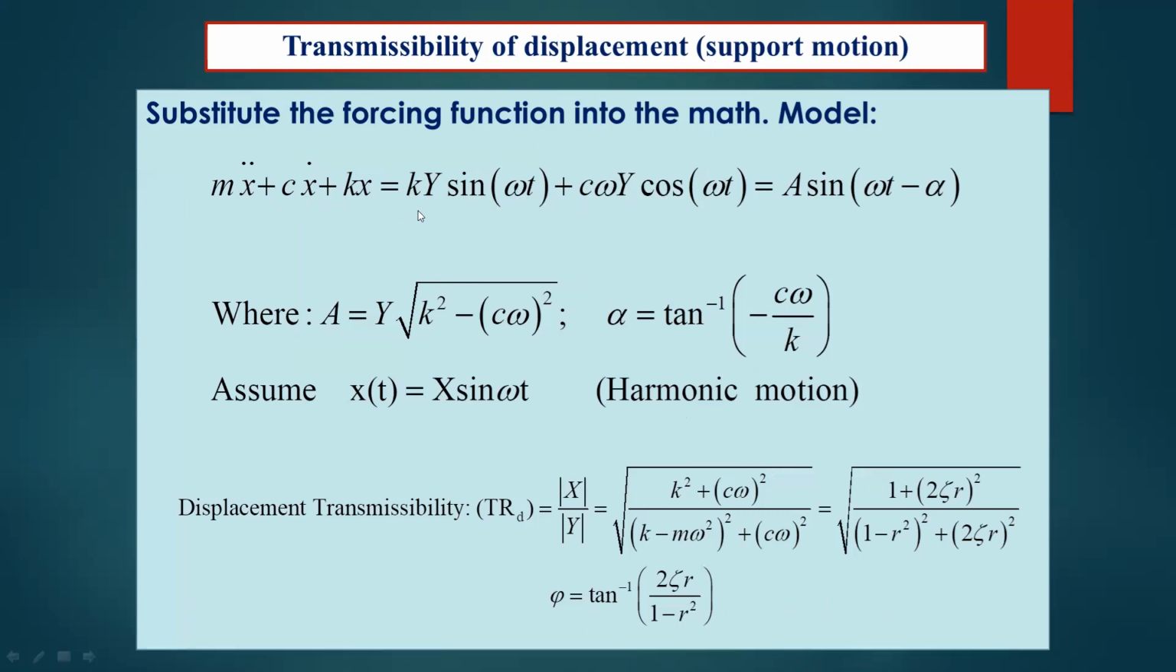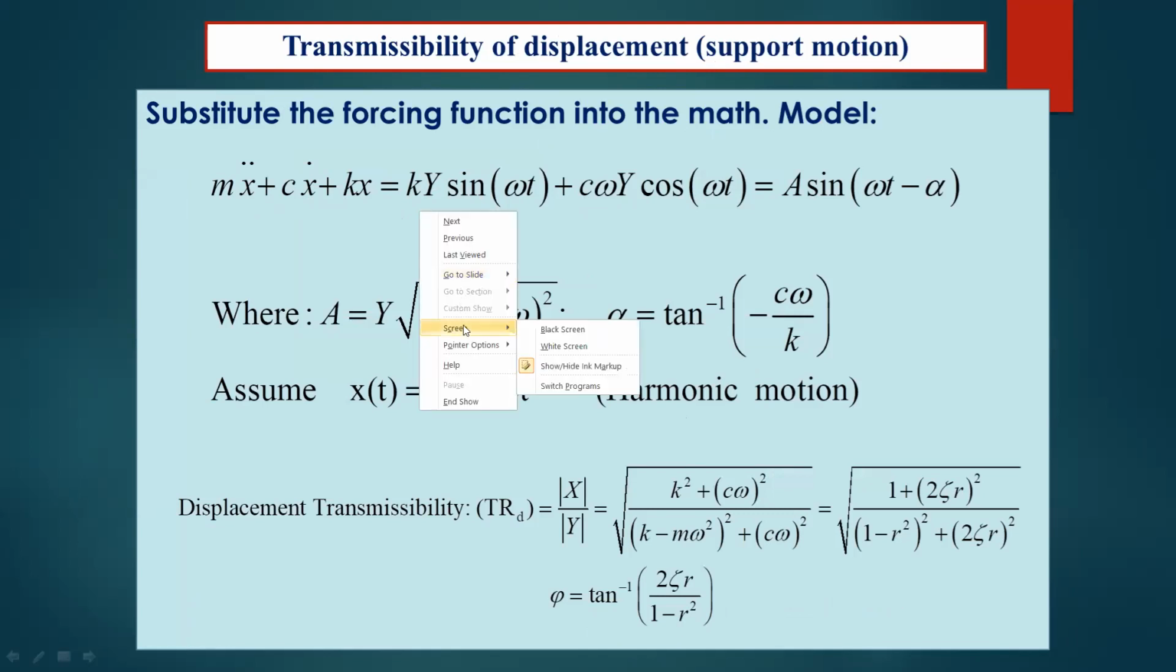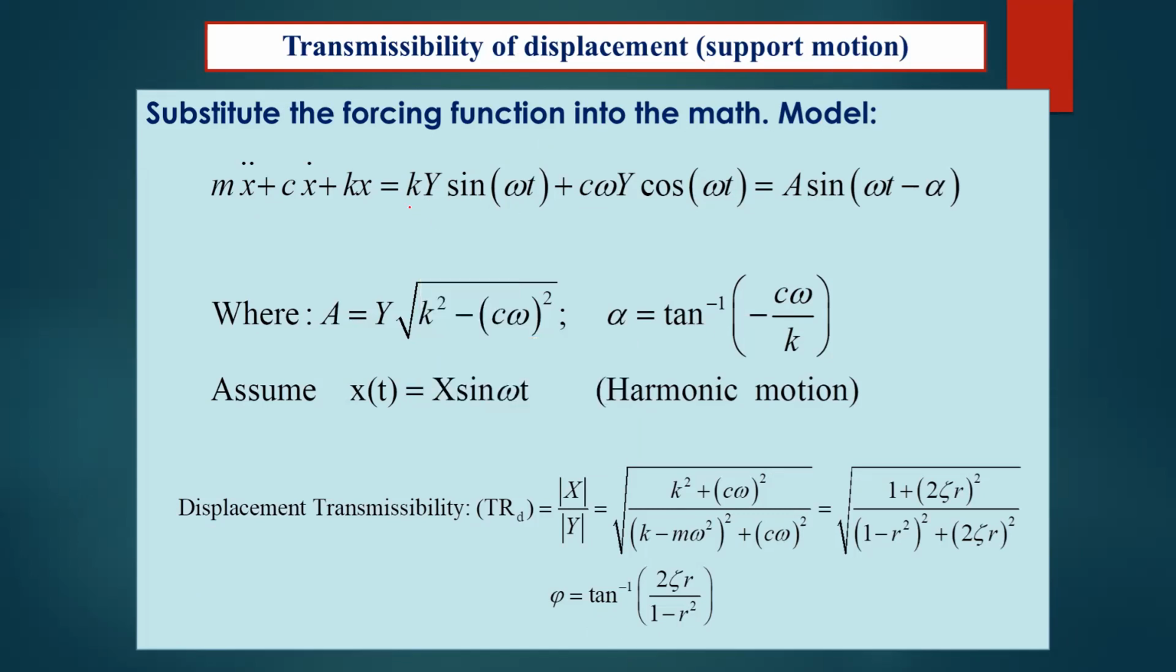So this part is in general represented as A sine omega t. This A is the radical of (kY) squared plus (cωY) squared. Okay, we are using this, and it is not minus, it is plus.